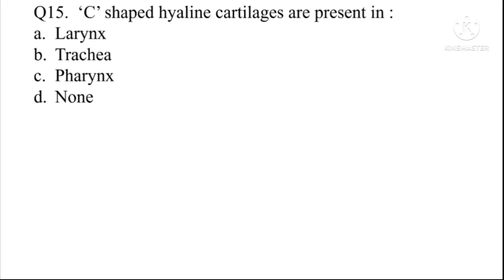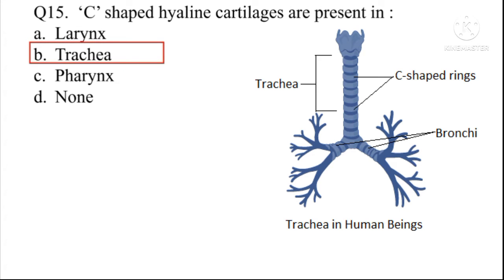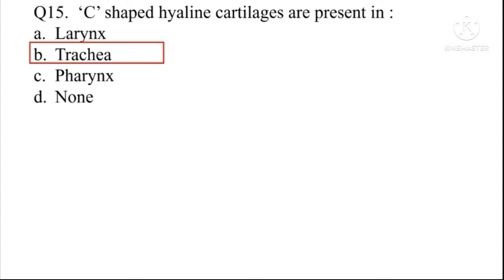Next question is, C-shaped hyaline cartilage are present in, options are option A, larynx, option B, trachea, option C, pharynx, option D, none. Its correct answer is option B, trachea. C-shaped hyaline cartilages are found in trachea.